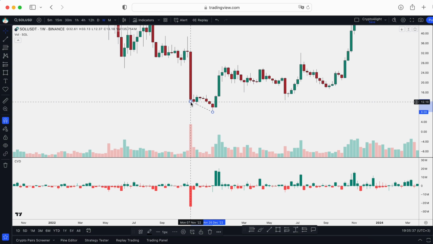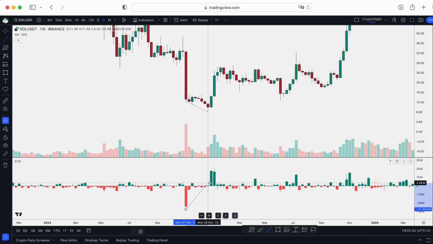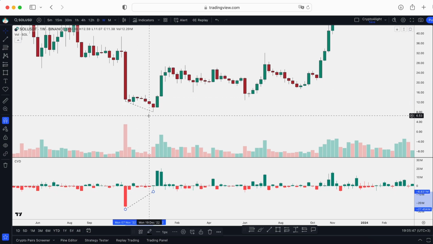Next good example of CVD is a trend. So here we got a divergence on a weekly time frame and a divergence on CVD, this one. We changed that trend.